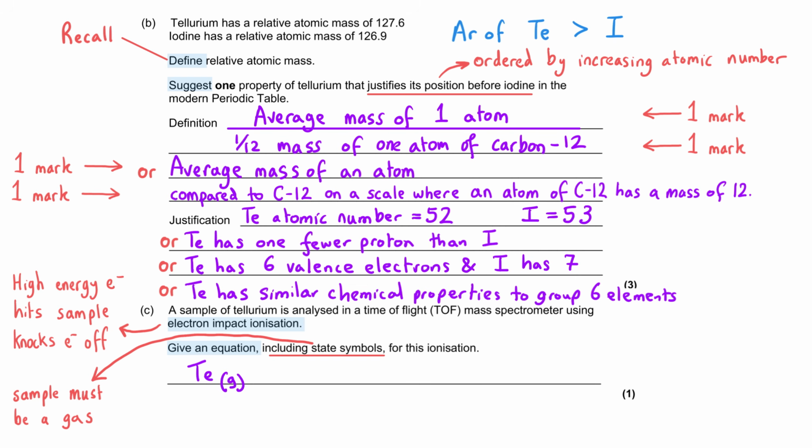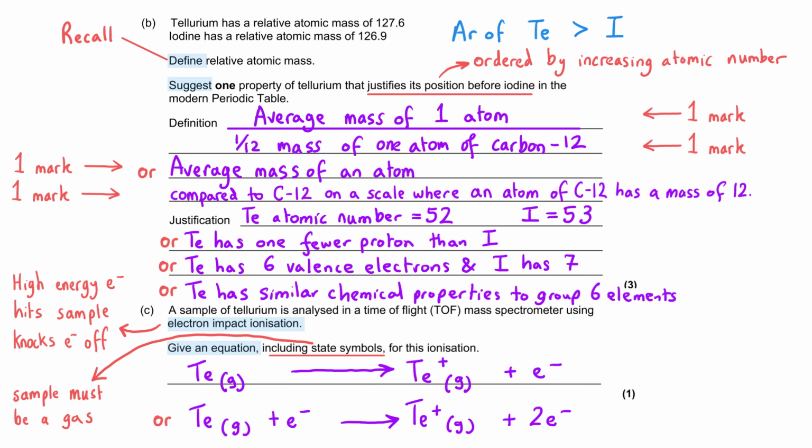And so we start with tellurium atoms in the gas state, and then we produce tellurium ions that are singly positively charged, because this is the first ionization of tellurium, and we have our electron that has been knocked out. Or if you prefer, you could show that high energy electron that is going into the sample of tellurium on the left-hand side. And then when we do that, we obviously make tellurium plus again in the gas state.